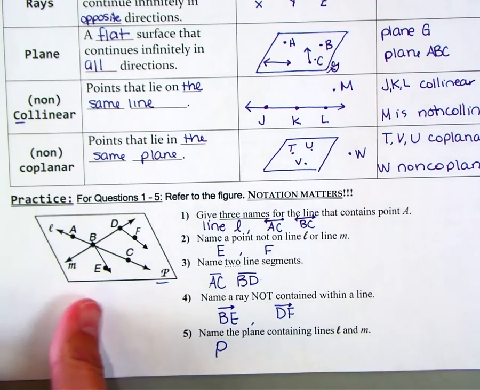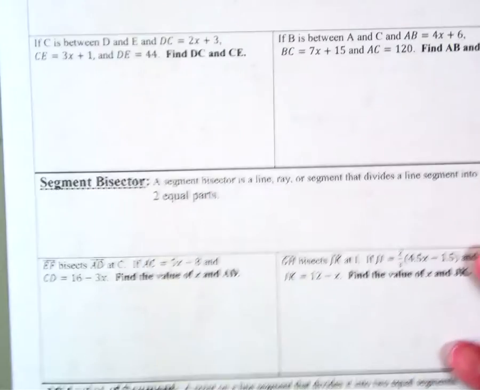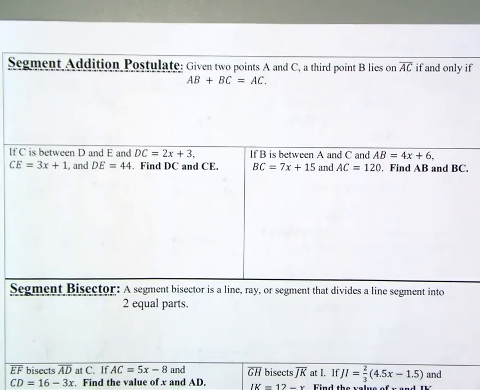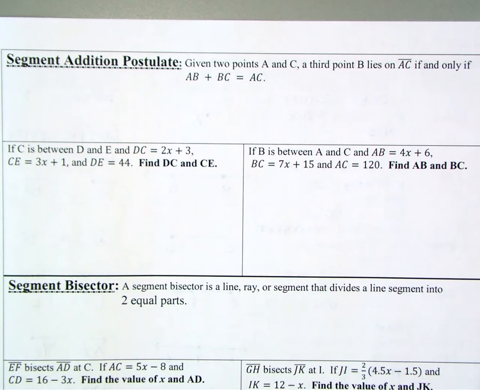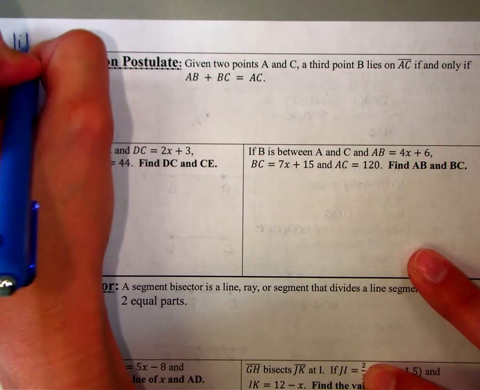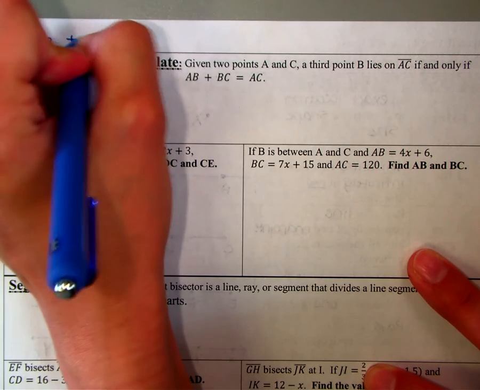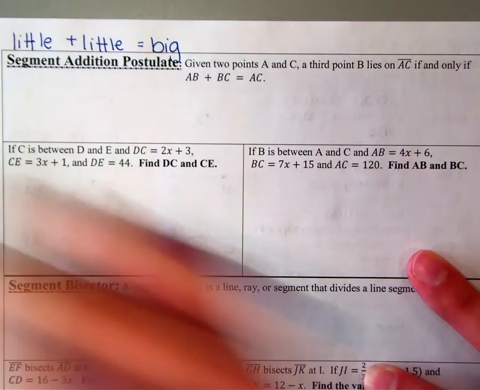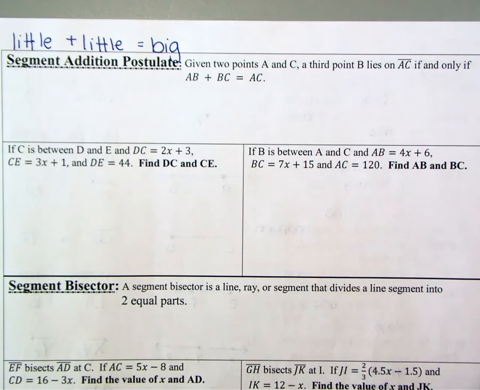So if we continue practicing, a couple of things. If we have segments, we know that if we have a small segment and it's butted up against another small segment, they make a big segment together. So little plus little equals big. With geometry, it's very, very important that you draw as many pictures as you can. It helps you understand what questions are asking.